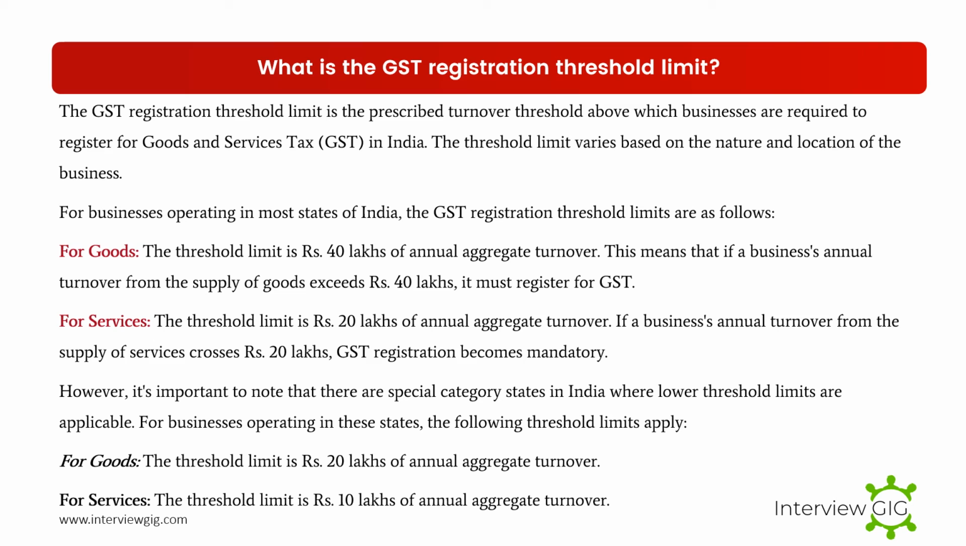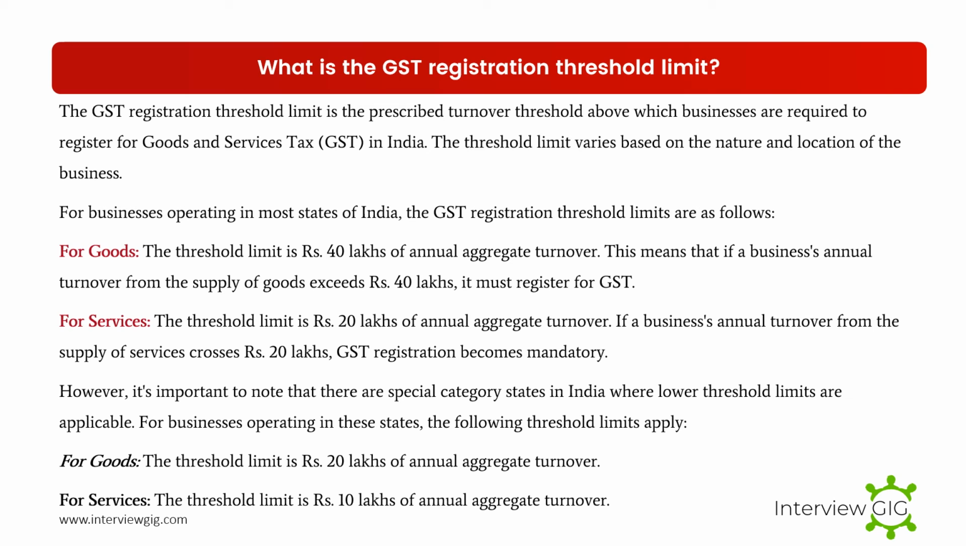The threshold limit varies based on the nature and location of the business. For businesses operating in most states of India, the GST registration threshold limits are as follows. For goods, the threshold limit is rupees 40 lakhs of annual aggregate turnover. This means that if a business's annual turnover from the supply of goods exceeds rupees 40 lakhs, it must register for GST. For services, the threshold limit is rupees 20 lakhs of annual aggregate turnover. If a business's annual turnover from the supply of services crosses rupees 20 lakhs, GST registration becomes mandatory.